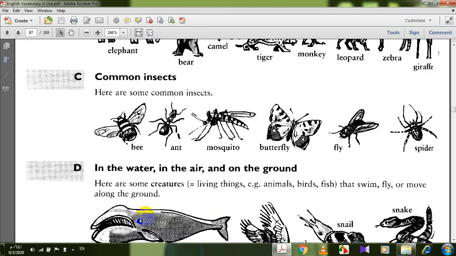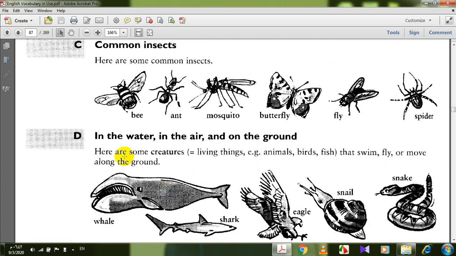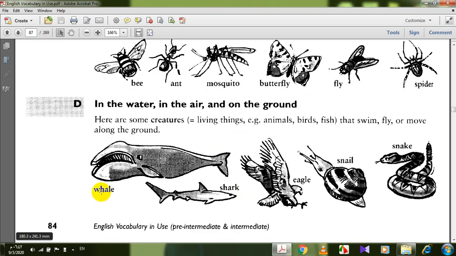Here are some creatures, living things like animals, birds, fish that swim, fly, or move along the ground. Notice here in the water, in the air, but on the ground. Okay? We have the whale, shark, eagle, snail, snake.